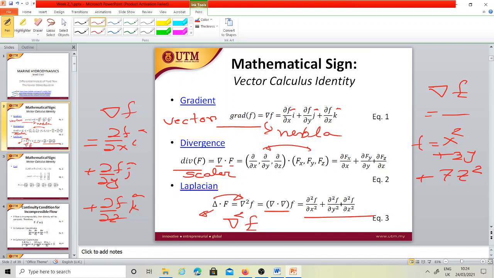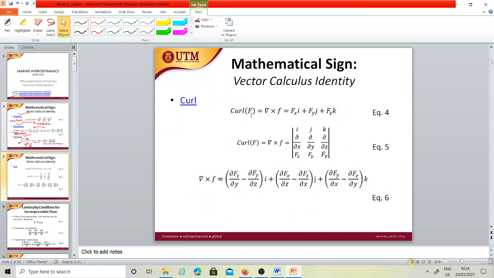So this is the thing. I hope you understand the gradient, divergence, and this is the Laplacian form. You have to remember which one is the vector, which one is the scalar field, and how we can calculate. And the next thing is curl.